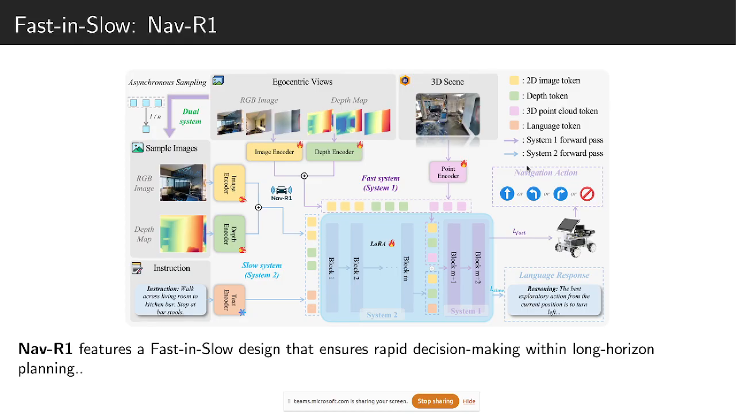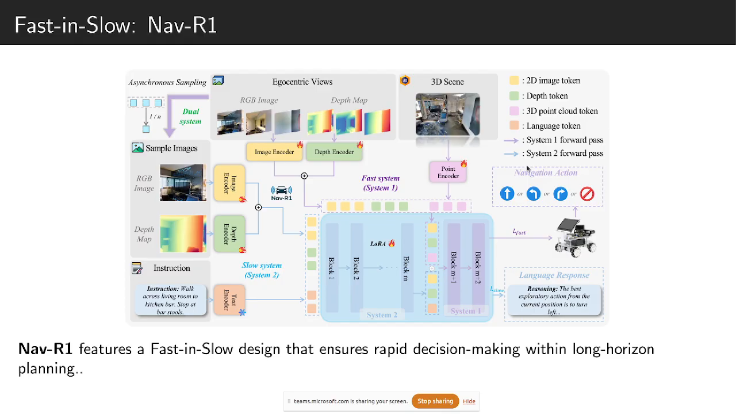So we design a fast and slow system. We only use part of our model to handle those large contexts, or let's say high frequency information, but the whole system is a slow system. They only need to process the key information of this 3D scene. So that's the result.